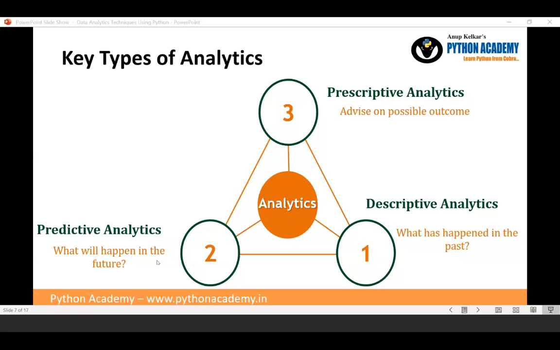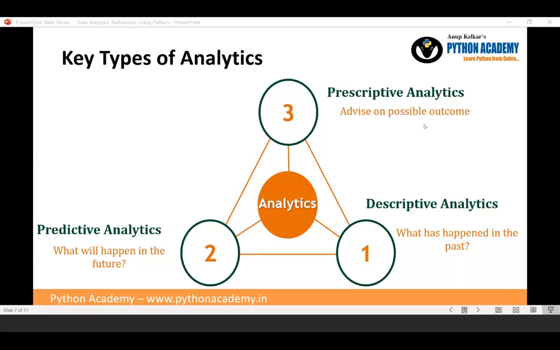Like, if I have something predicted on this line and I want to go above that, how can I do that? If I want to do that, I come into prescriptive analytics, that is, advice on possible outcomes. I am looking at the past data, and I have come up with the result that I will have this much output or this much revenue. I need to increase that. What are the things that have to happen? That comes under prescriptive.